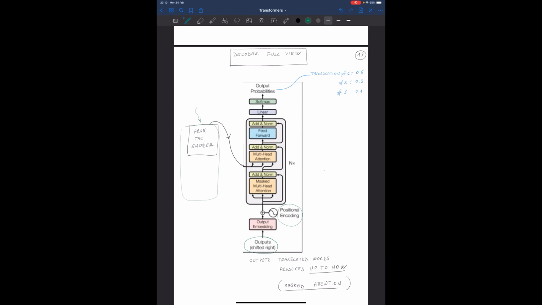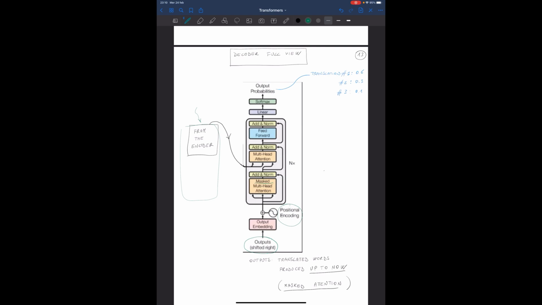Maybe I should mention also this masked multi-head attention. Basically, this is used to mask the future words, the ones that you have not yet translated, because you don't want to see the future in a way. So you have to mask the words that you still haven't translated. Otherwise, you would spoil your training set. You would see the future, so the results of your training set wouldn't be reliable.